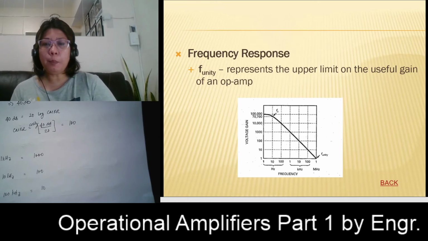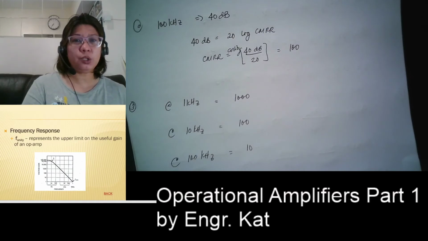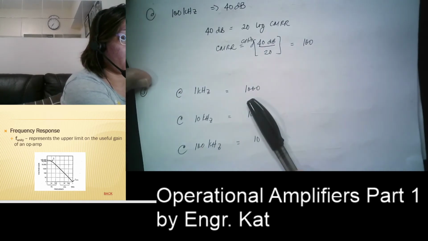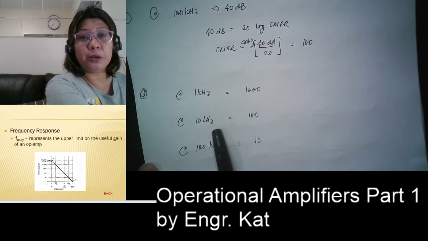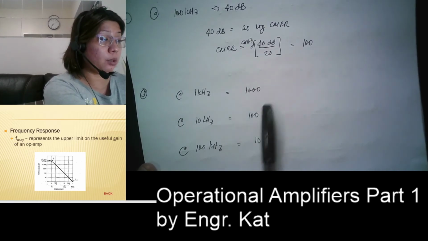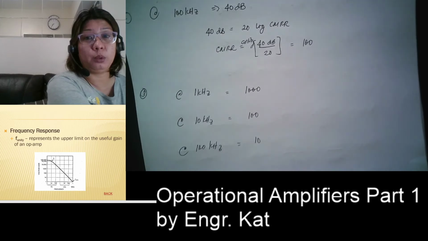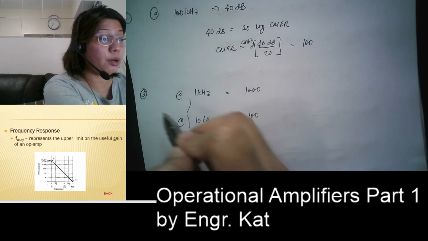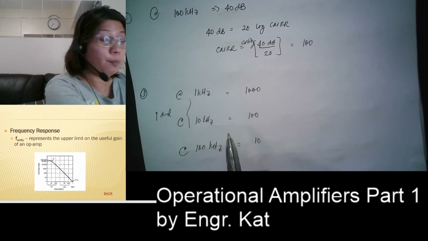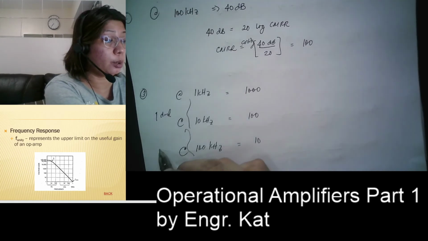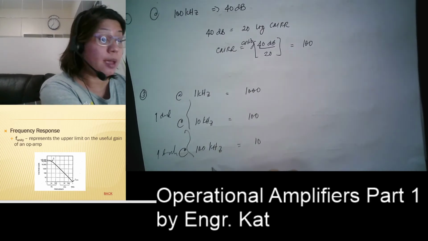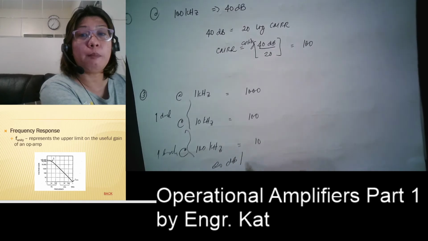In our problem, we are asked to get the gain for 1 kilohertz. For 1 kilohertz it is 1000, for 10 kilohertz it is 100, and for 100 kilohertz it is equivalent to 10. As you noticed, 1 kilohertz to 10 kilohertz represents 1 decade, and from 10 kilohertz to 100 kilohertz also represents 1 decade. We mentioned earlier that for a 741 op-amp, it decreases at about 20 dB per decade.